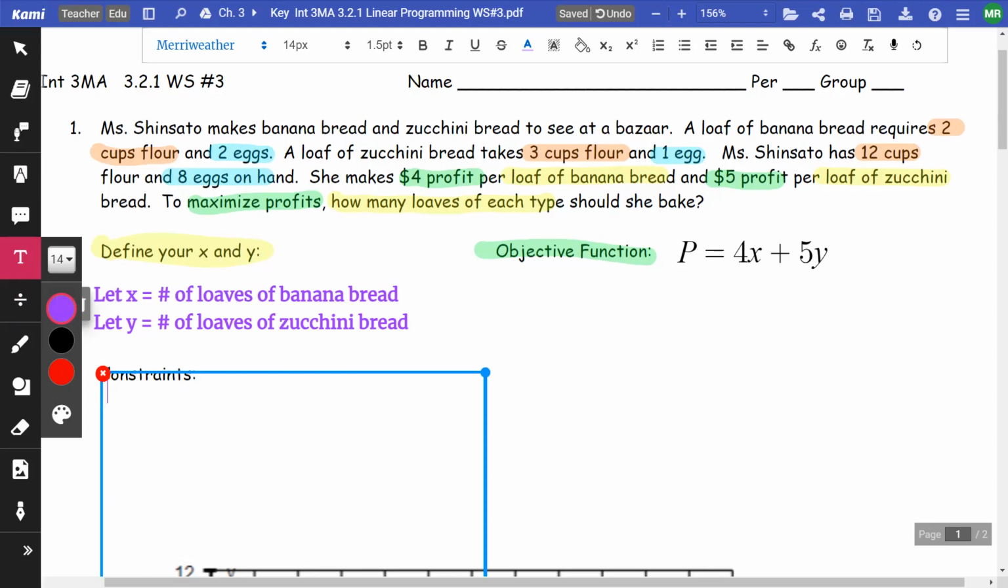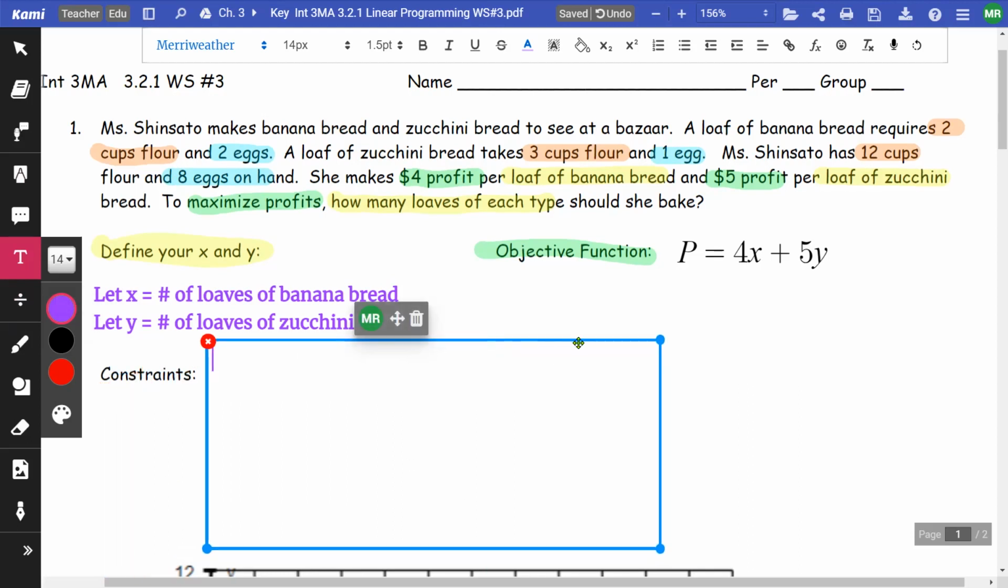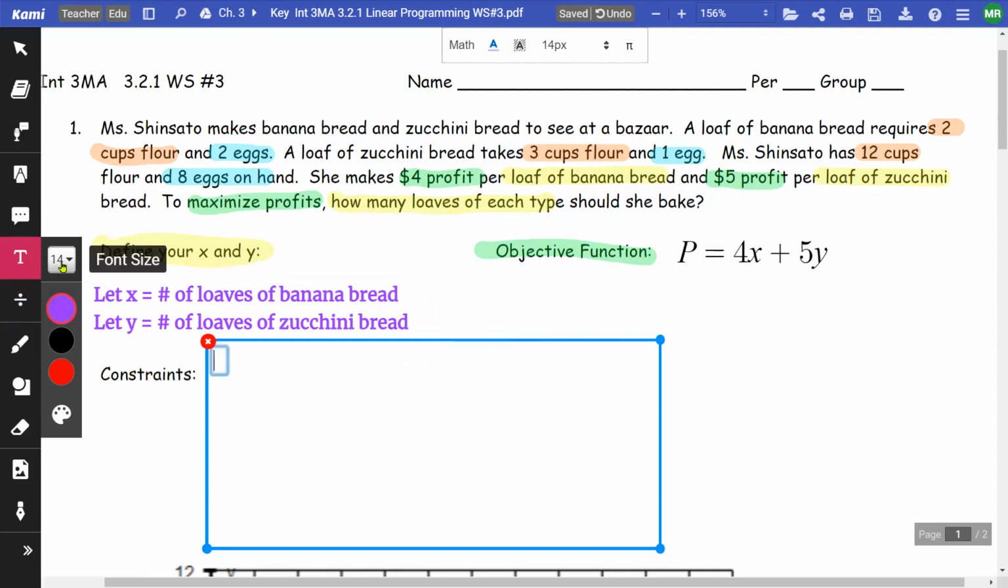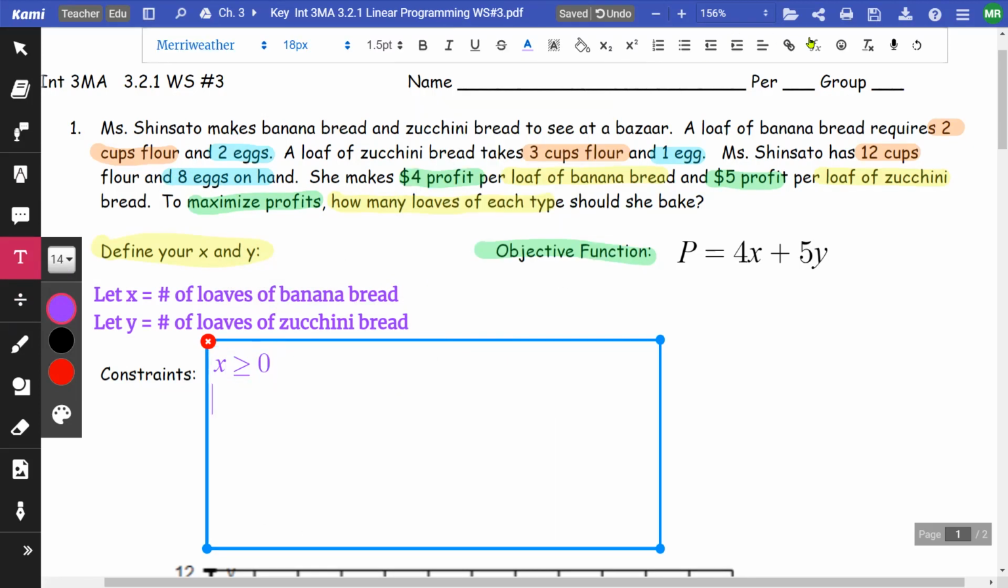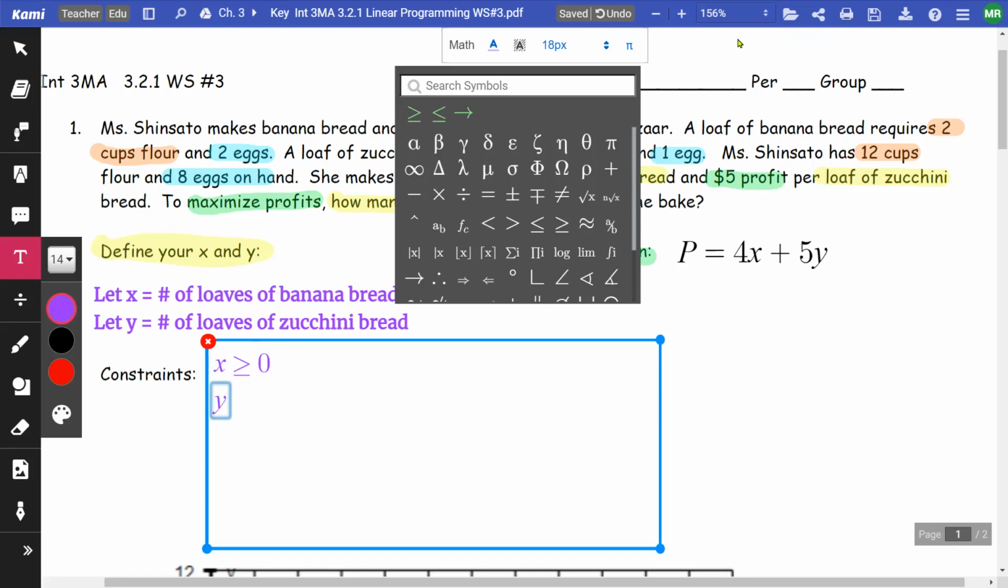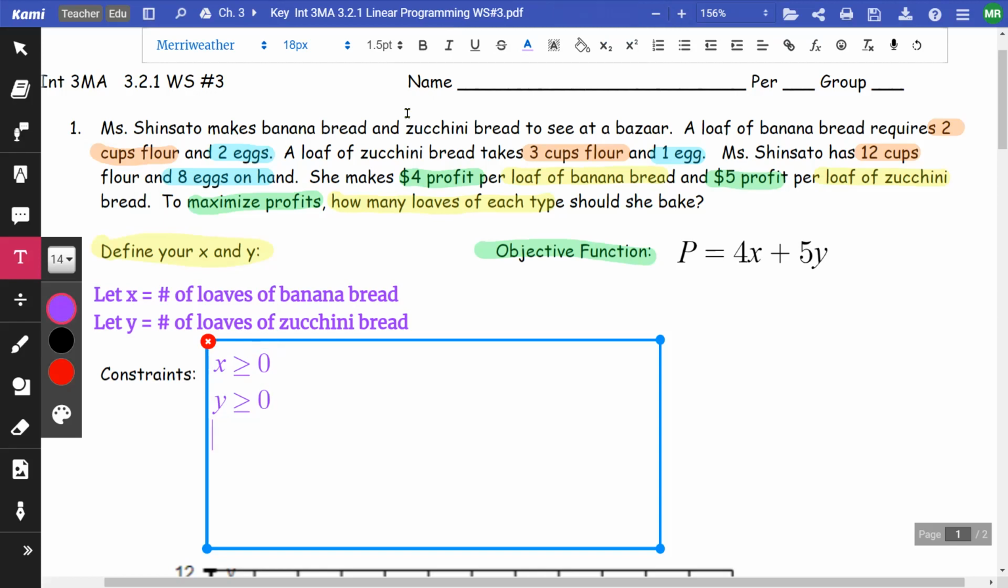For my constraints, one thing that I'm going to do is have some constraints in terms of my X and Y. My X is going to be greater than or equal to 0 because I can't have negative amounts of banana bread. Same with my Y. My Y is going to be greater than or equal to 0 because I can't have negative amounts of zucchini bread.